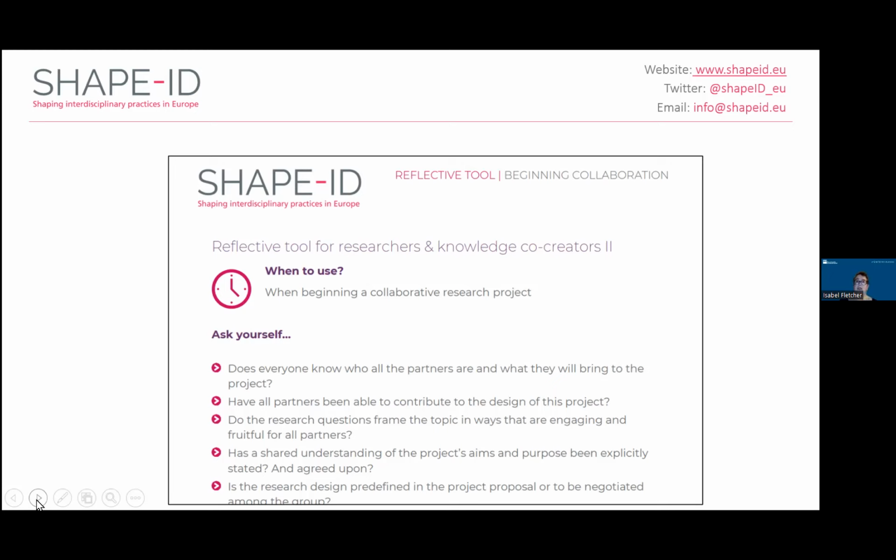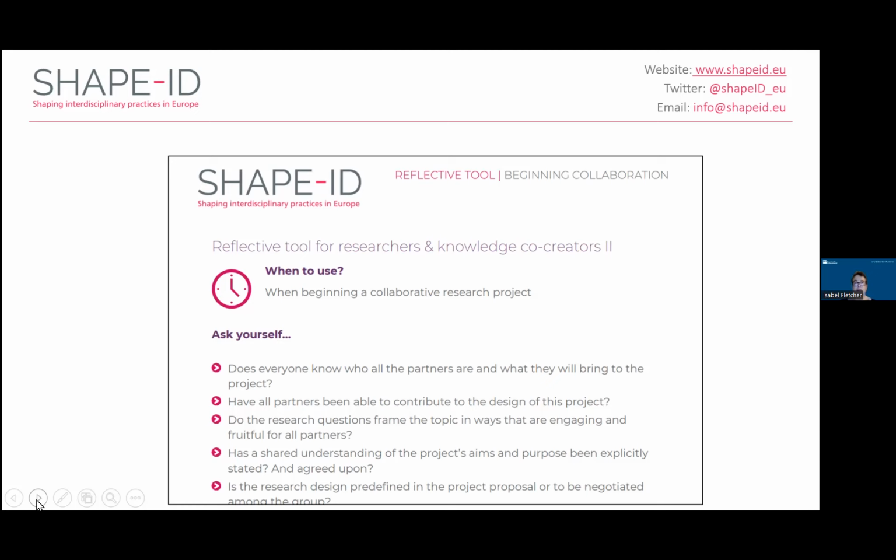And it goes through a series of quite practical questions, but also considering things like what the shared understanding of the project's aims might be. Has it been stated and agreed upon? To a final question about what does success look like for this project. So it's both the very nitty-gritty and the quite large conceptual issues involved in beginning a collaborative project.